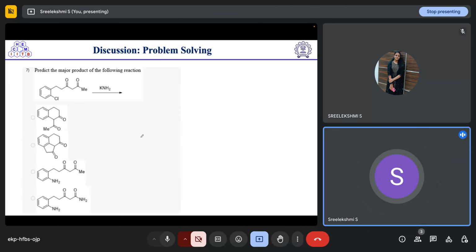Moving to the next question. Predict the major product of the following reaction. That is, this particular compound upon treatment with this potassium amide, which will be the major product out of these four options given here.